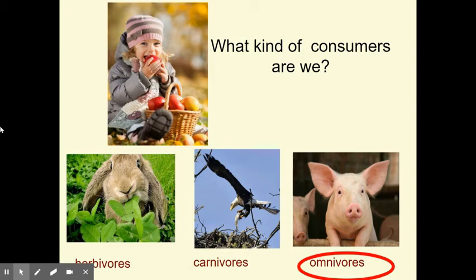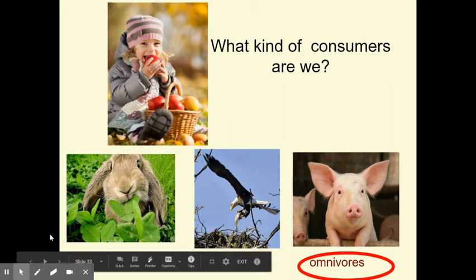Some people do only eat plants. They go out of their way to be a herbivore. Those people are called vegans, okay? I think there's another name for it too. Vegetarian is another word. But most people eat both meat and plants, and they're called omnivores.